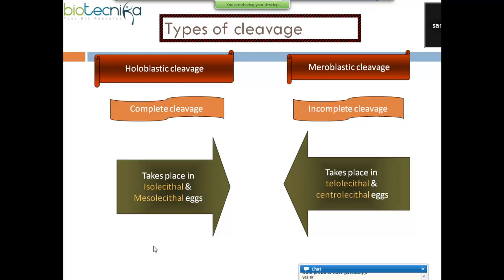Which type of cell is undergoing which type? Another way is, if you want to complete any course, you want AIM, right? A stands for alecithal, isolecithal, mesolecithal. That is your complete cleavage. If you get any TC, that is telolecithal and centrolecithal, incomplete cleavage. Remember this one. Easiest way you can remember this. The rest of the examples somehow you can manage. I'll show the options.